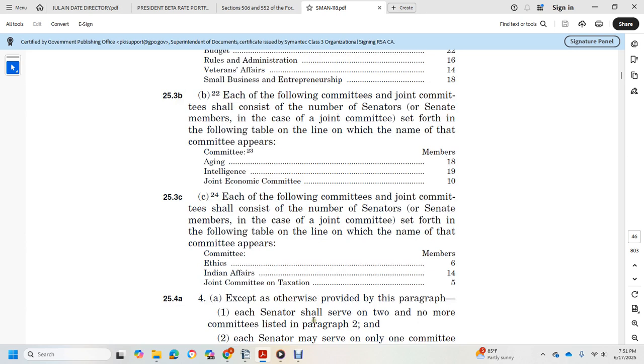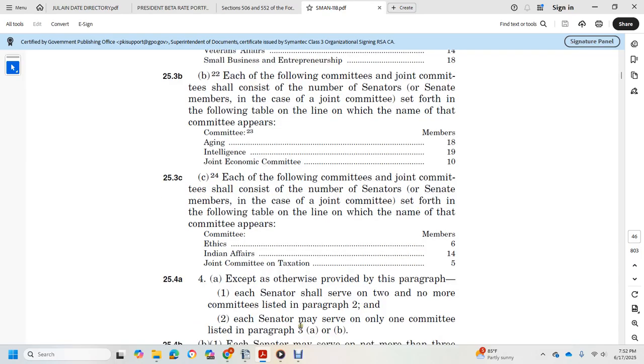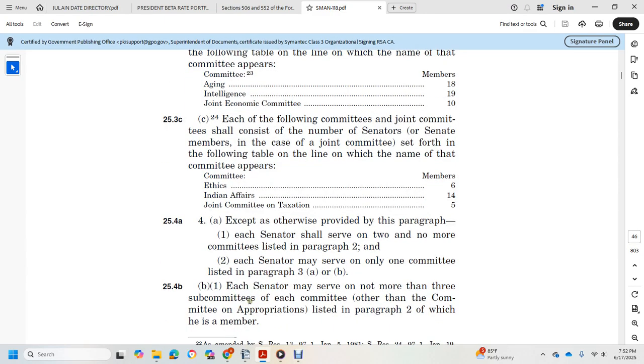Except as otherwise provided, each senator shall serve on two and no more committees listed in paragraph 2. Each senator may serve only on one committee listed in paragraph 3A and B. Each senator may serve on not more than three subcommittees of each committee, other than the Committee on Appropriations, listed in paragraph 2 of which he is a member.